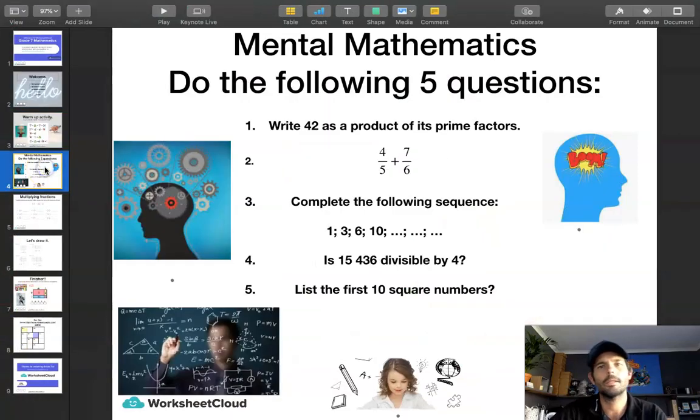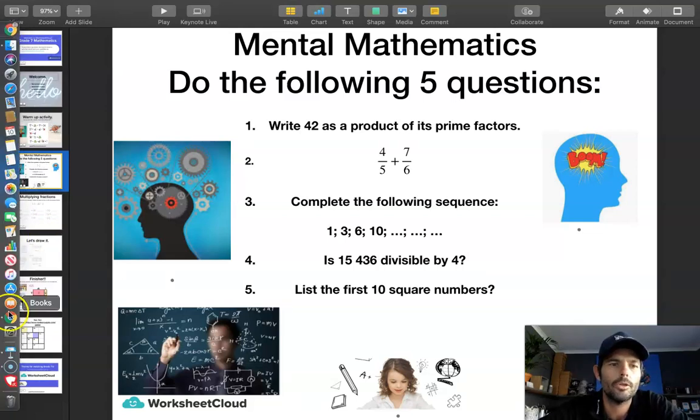Okay, your mental maths activities for the day. You need to write 42 as a product of its prime factors. Choose the method you would like to use, either the ladder or the factor tree method. You need to add some fractions with different denominators. I'd like you to complete that sequence, and if you can name that sequence, it's got a special name, then that would be great. Is 15,436 divisible by 4? So let's see if you remember the divisibility rules, and list the first 10 square numbers. Again, a great time for you to pause and go through those questions by yourself.